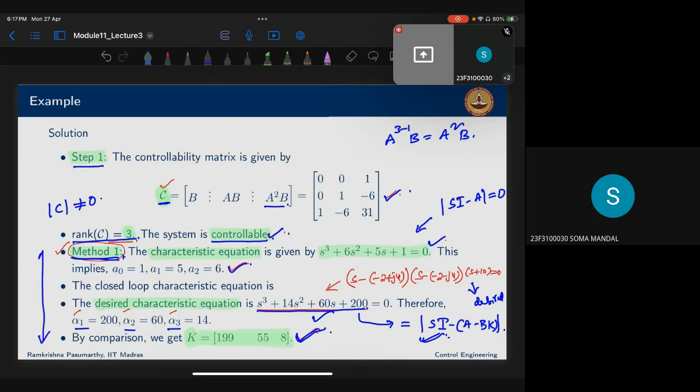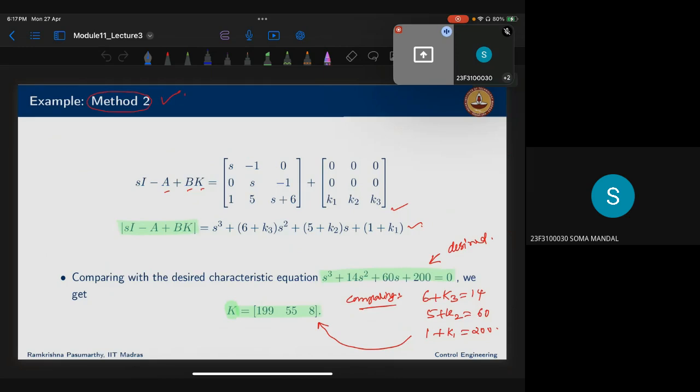In method 2, what do we do? You put the equation in the controllable canonical form, assuming the CCF form is possible. You'll find this, and then this is the desired. You compare both, you compare all the coefficients, and you'll get the same K matrix.